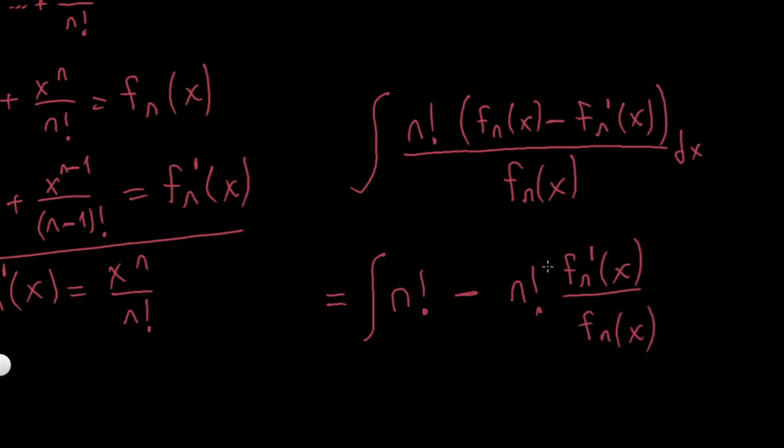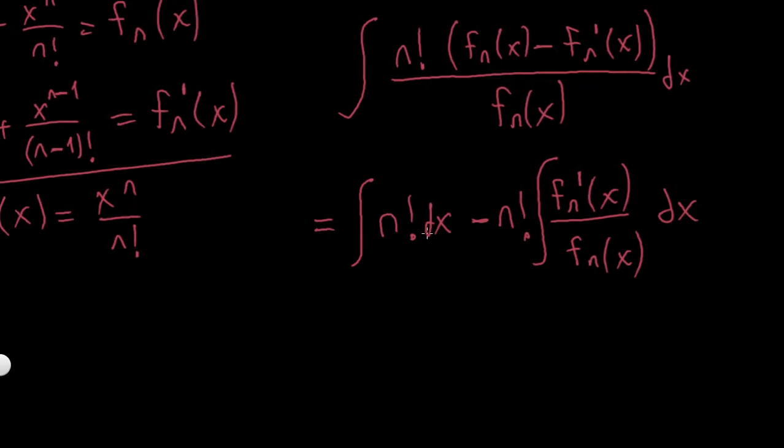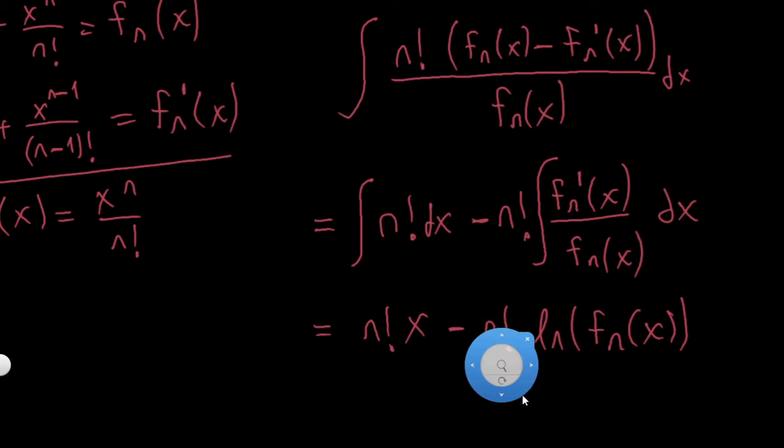And I can also separate these integrals. So this n factorial is just a constant with respect to x. So I can just separate both of these integrals. So let's say this is n factorial dx, and I have minus this dx. And as I said, this is just a constant, so this is just n factorial times x. So I have 1 here, and for this part, this will be minus n factorial, and I know that this is ln of f_n(x). I have the derivative, and at the denominator, I have the function itself. So this is ln of f_n(x). So this is my answer.